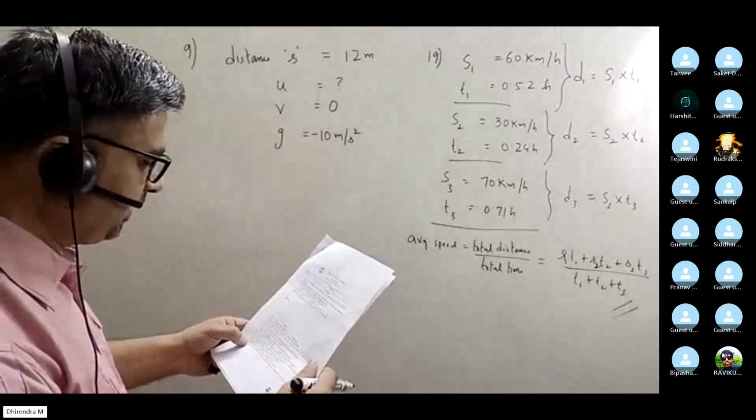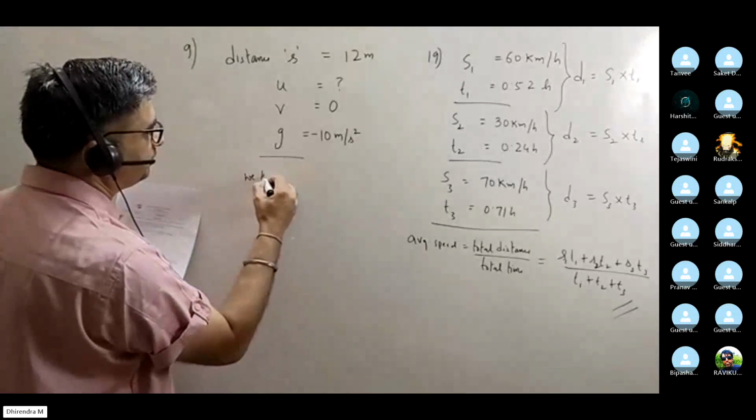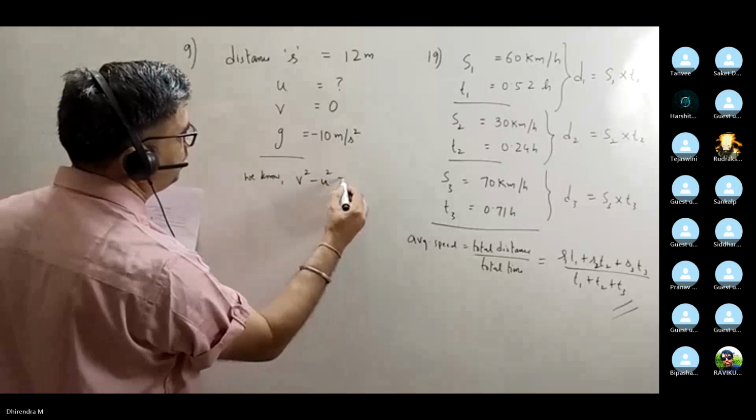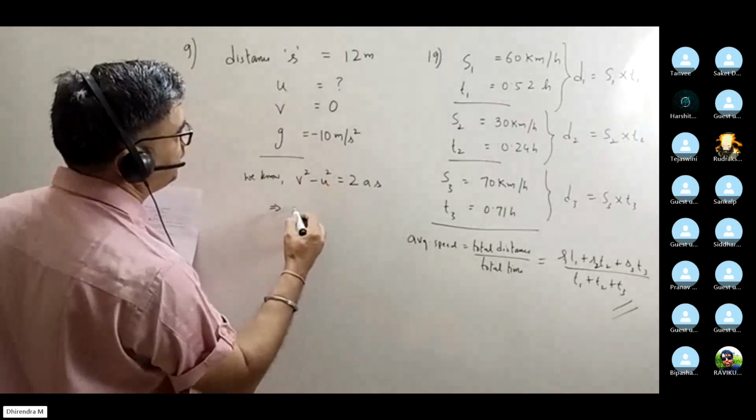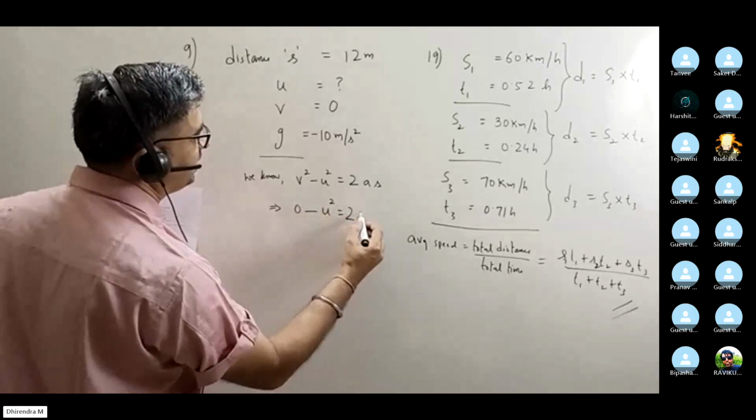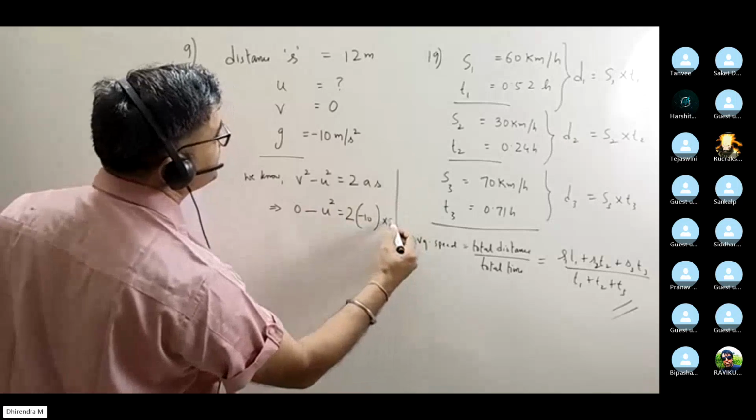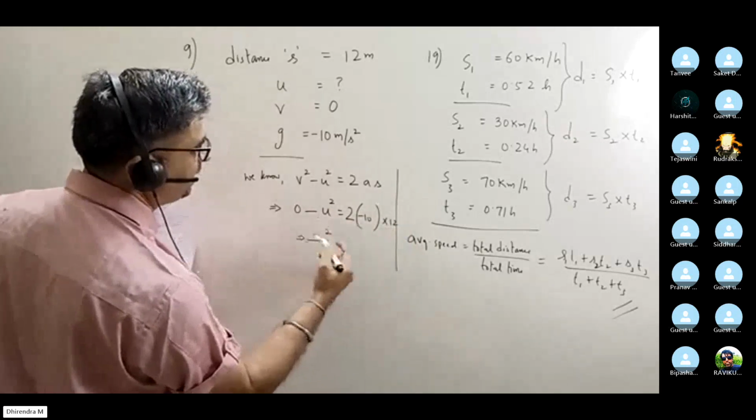There is no mention of time anywhere. So it becomes obvious that the equation that we will use is v square minus u square is equal to 2as. So what is v? 0. What is u? We have got to find out. What is a? Minus 10. And what is distance? 12.